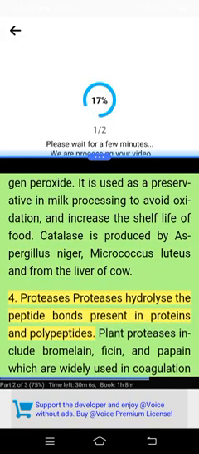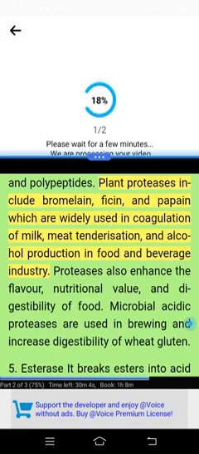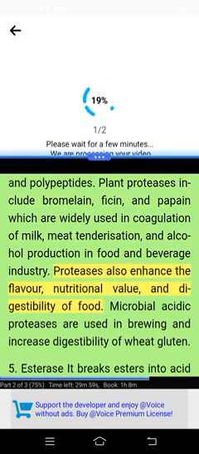4. Proteases hydrolyze the peptide bonds present in proteins and polypeptides. Plant proteases include bromelain, ficin, and papain, which are widely used in coagulation of milk, meat tenderization, and alcohol production in food and beverage industry. Proteases also enhance the flavor, nutritional value, and digestibility of food.